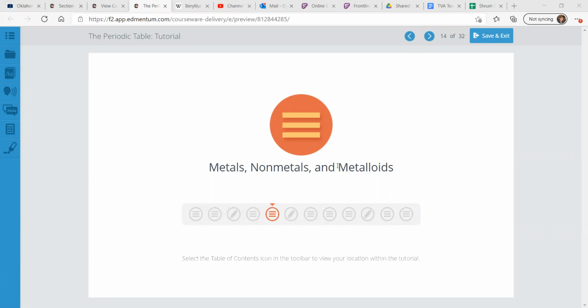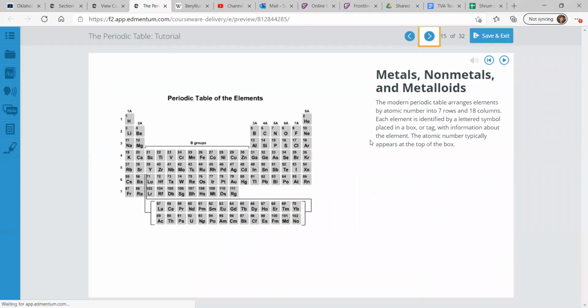So in the periodic table, these are some of the first or most abundant types of elements. The modern periodic table arranges elements by atomic number into 7 rows and 18 columns. Each element is identified by a lettered symbol placed in a box or tag with information about the element. The atomic number typically appears at the top of the box.